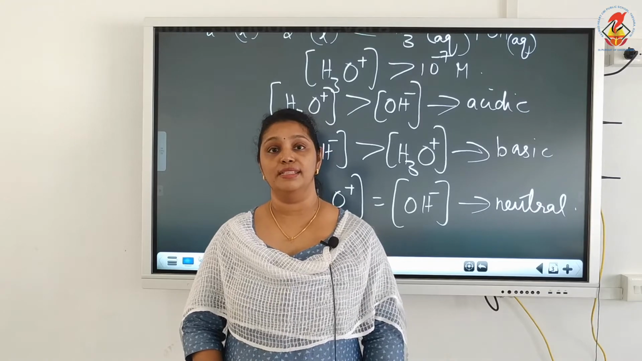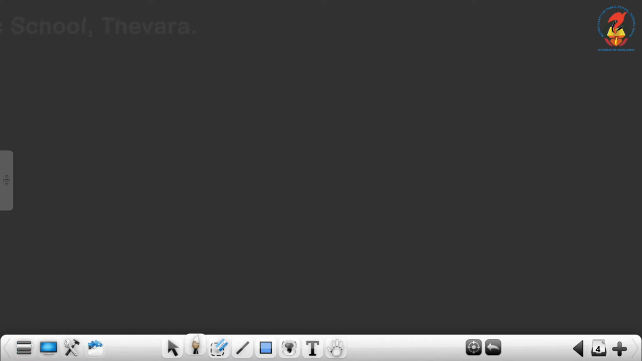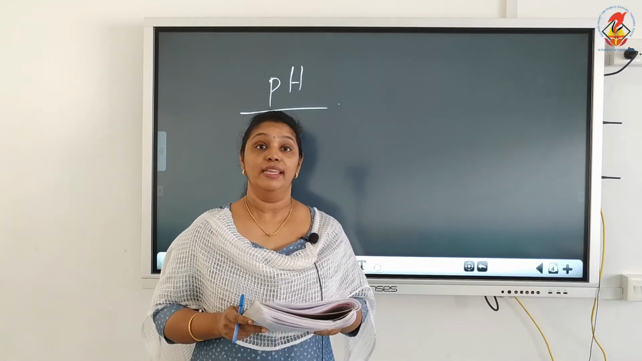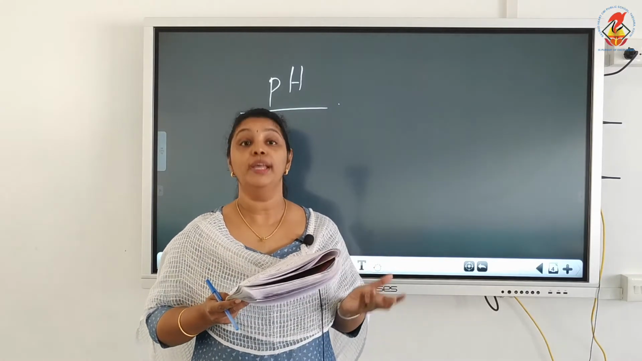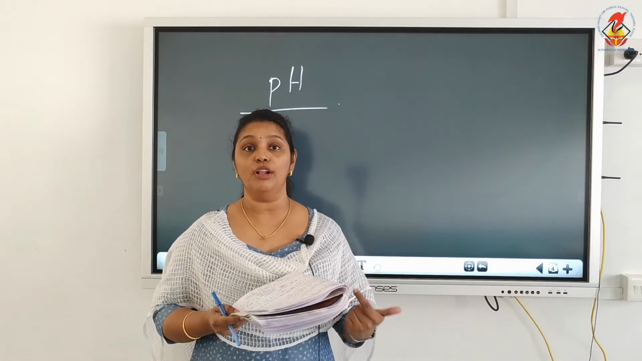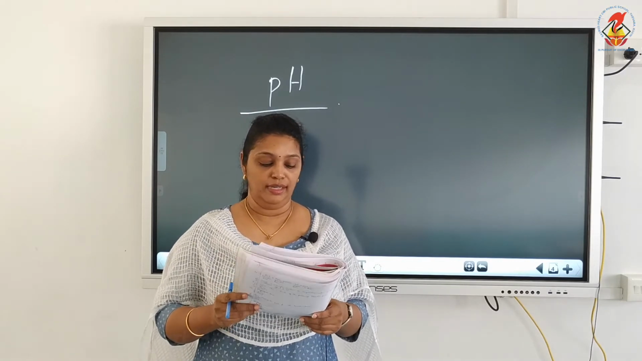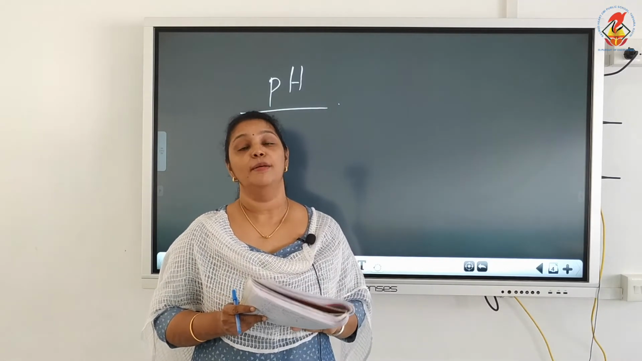Now next let us discuss the pH scale or pH. Now the hydronium ion concentration. Hydronium ion means H3O plus. We know that H plus is very reactive, so immediately the H plus formed will react with H2O and form H3O plus, which is called the hydronium ion. So hydronium ion concentration in molarity is expressed on a logarithmic scale known as the pH scale.